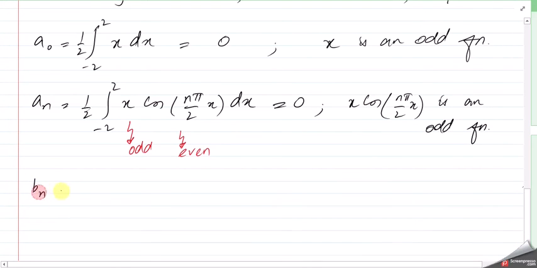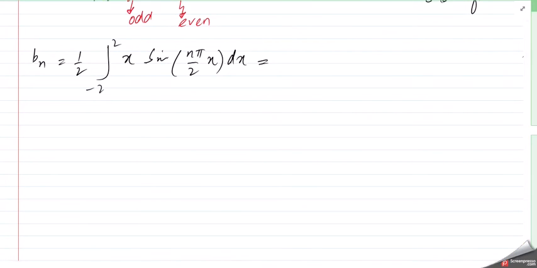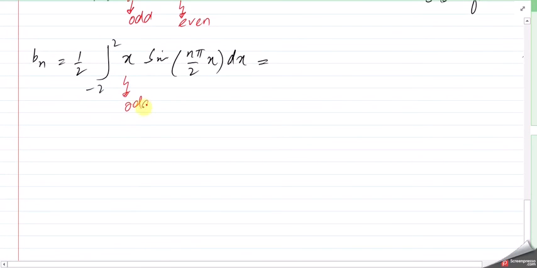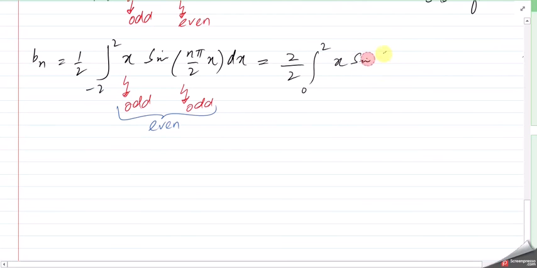Now we come to Bn, and 1 by 2, minus 2 to 2, x sine n pi by 2 x dx. Now this is odd. Again, sine is also odd. It means the whole function is even. Okay, we can write 2 times 0 to 2 x sine n pi by 2 x dx.